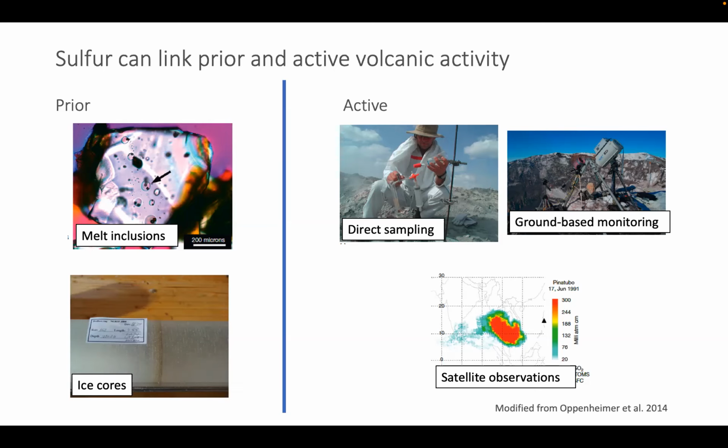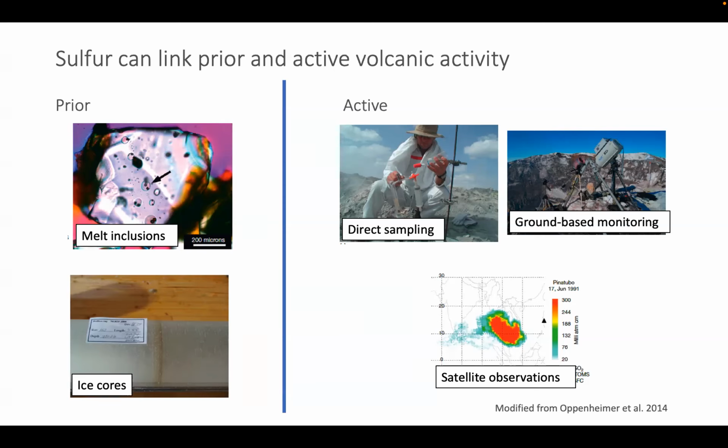So I'm showing here a really nice summary from a review paper a few years ago, demonstrating some of the ways that we can learn about sulfur in volcanic systems. And I've broken it down roughly into active and prior eruption activity. So during active eruptions, one of the reasons we're so interested in sulfur is that it's one of the easiest volatile elements to detect. So during direct sampling of high temperature volcanic gases, during ground-based monitoring efforts, and through satellite data, we're able to detect sulfur during degassing events pretty well, and very well compared to most other volatile elements.